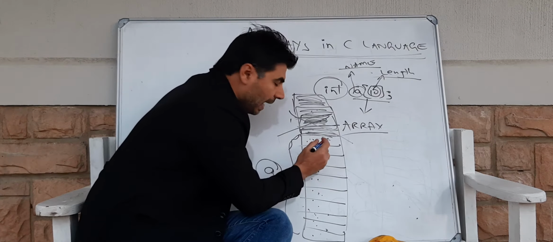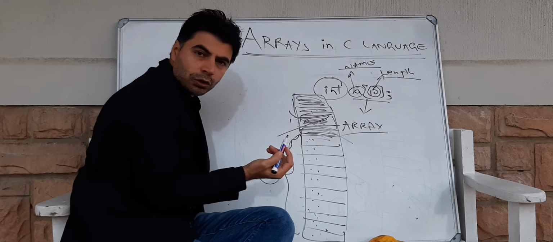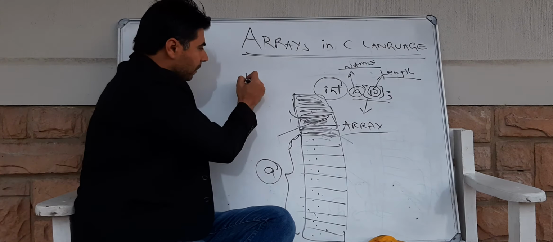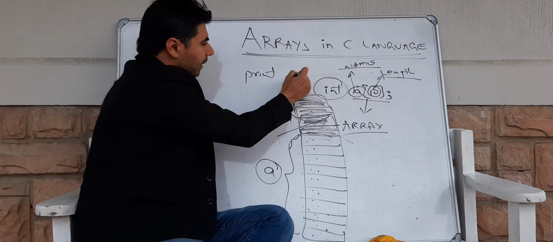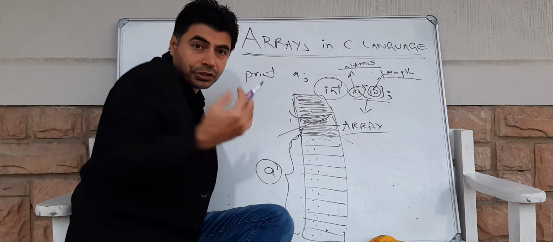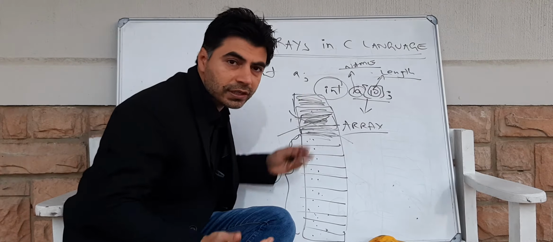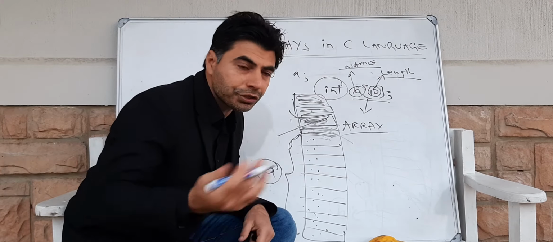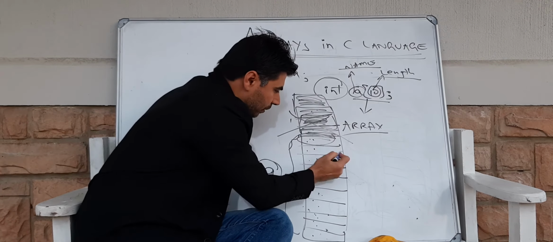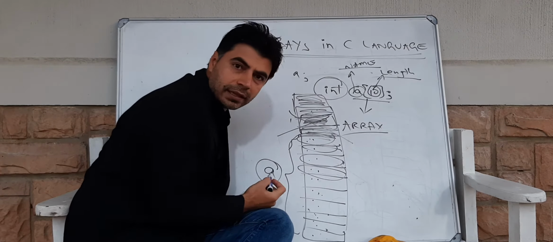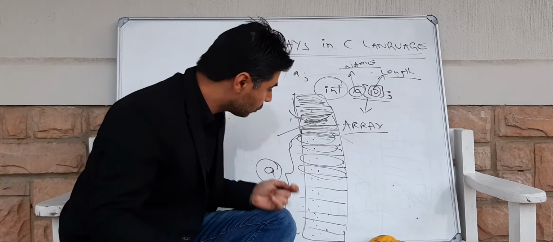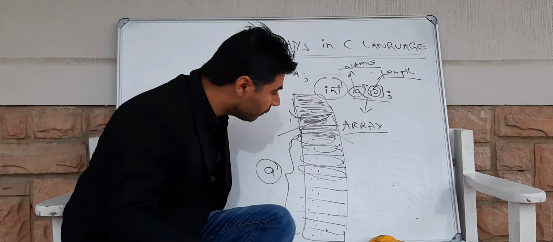So the address. We cannot use it like this. As an example, print A. We cannot use A. Which A? I mean, if you just say print A as an example, which A? This A or this A or this A or this A. They all are A. Okay.